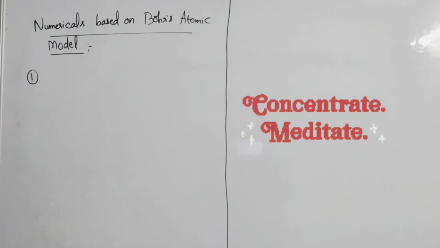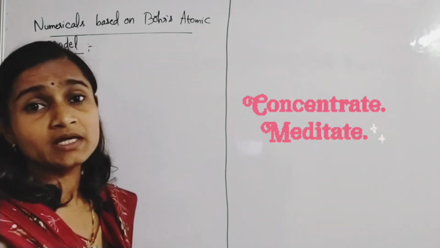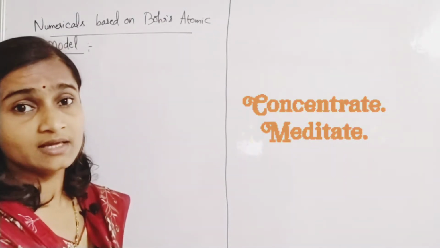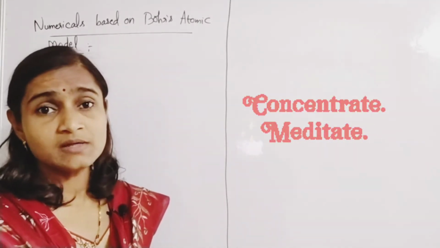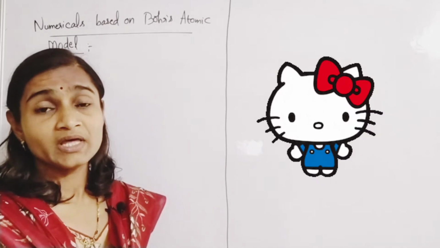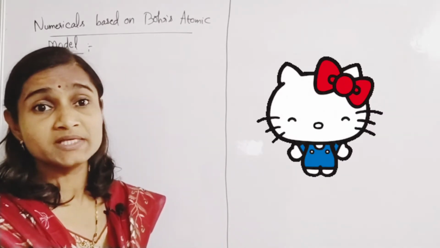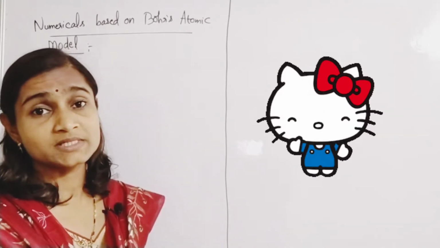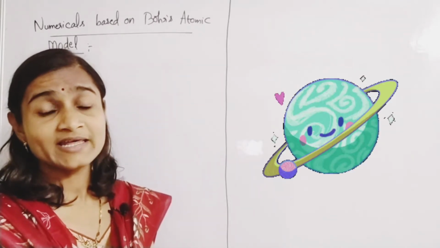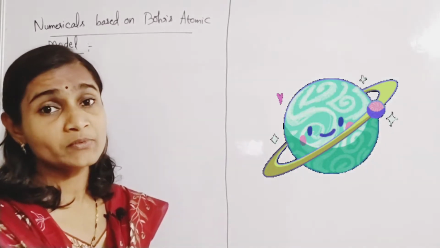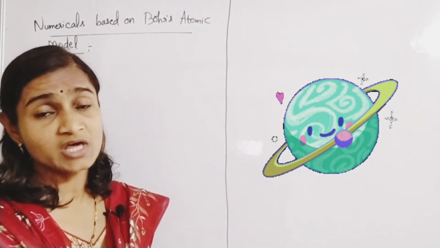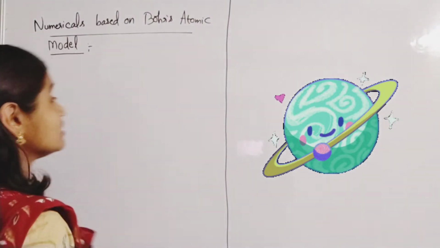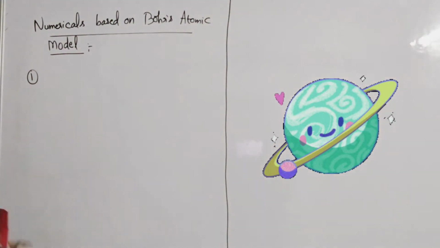Using Bohr's atomic model, you have so many different types of formulas. You have formulas on Bohr's radius, Bohr's energy and velocity. We have learned different expressions based on those three topics. Some of the problems which we are going to do today are based on the formulas of energy and radius. So let us start with our first question.